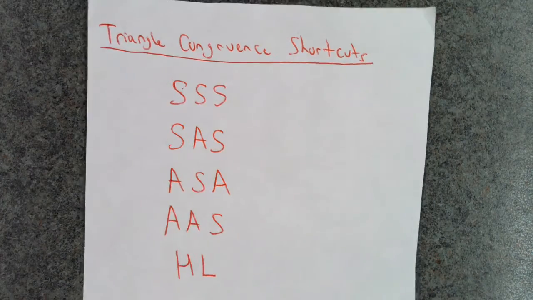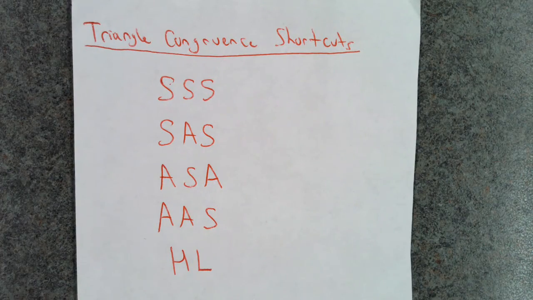Okay, and that is the end of that lesson. Those are the triangle congruence theorems. Those are the 5 shortcuts that you have to know. Side, side, side, side, angle, side, angle, angle, side, and hypotenuse leg. Those are the 5 shortcuts to prove 2 triangles are congruent. Memorize those.